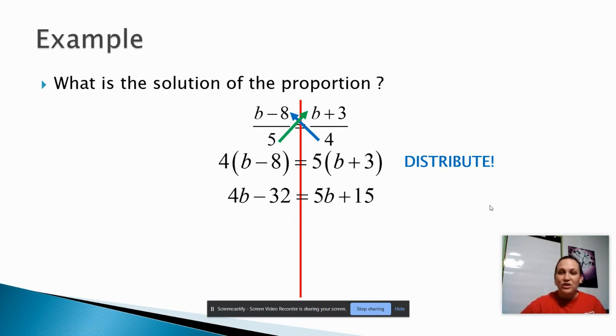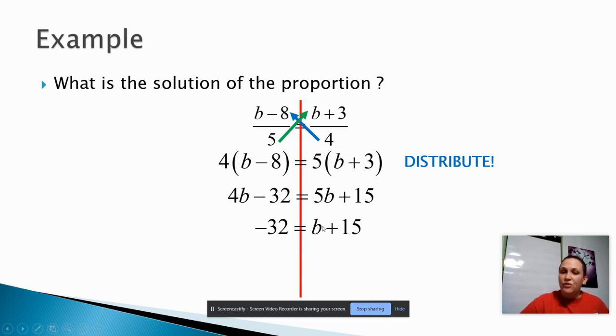Now I have an equation with variables on both sides of the equal sign. My personal preference is to take the smaller variable and move it over, so I always have a positive letter b. So I'm going to minus the 4b on both sides. 5 minus 4 is 1, and the 1 does not need to be written down.